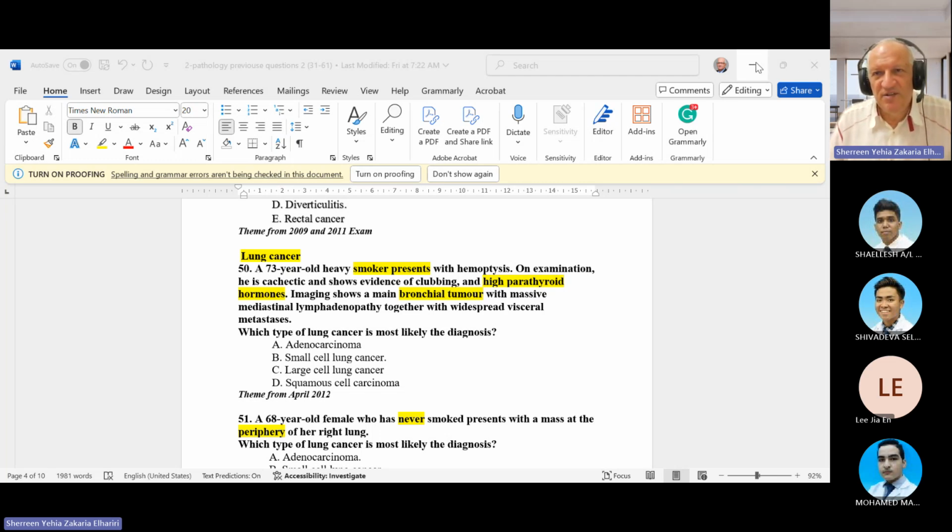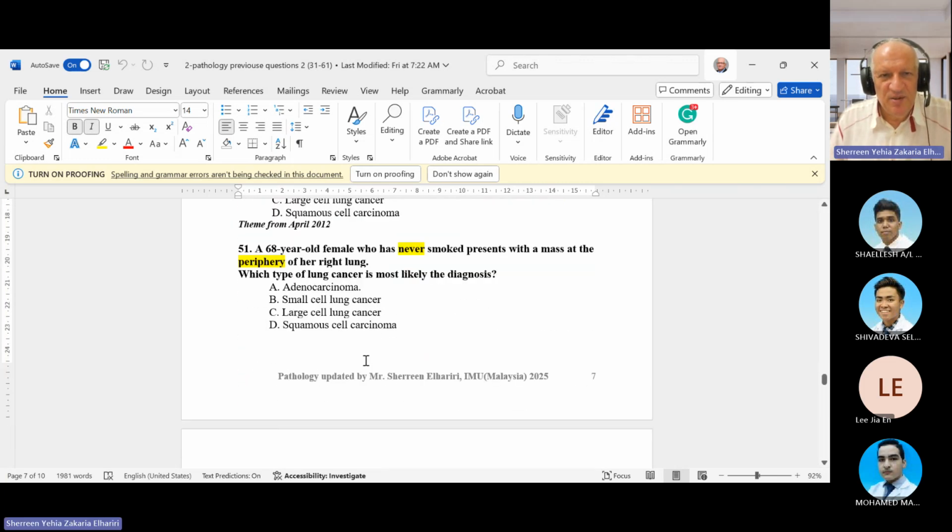So in this patient: smoker, typical cancer lung, but this patient has what? Paraneoplastic syndrome, the high parathyroid hormone. So this is a case of small cell carcinoma. If there is no paraneoplastic syndrome, the answer is squamous cell carcinoma.